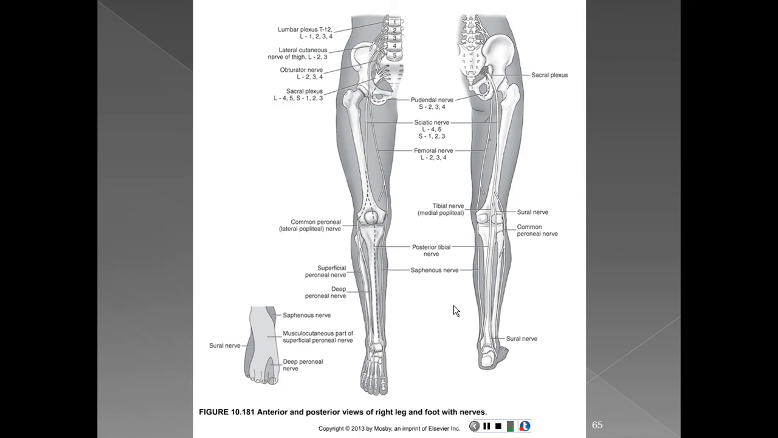So anterior and posterior views of the right leg and foot with the nerves, and how the distribution of the nerves. So you have the sacral plexus. Yeah, the sacral plexus, and the pudendal nerve is a nerve that runs adjacent to the ischium. Okay, so that's one of them pelvic nerves, but the sciatic nerve comes off the sacral plexus, and there's the sciatic arch. So that sciatic nerve travels down the back of the leg.